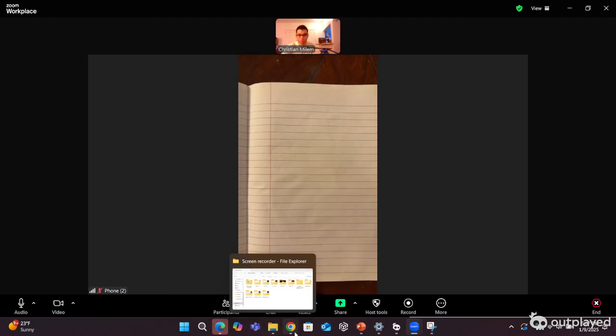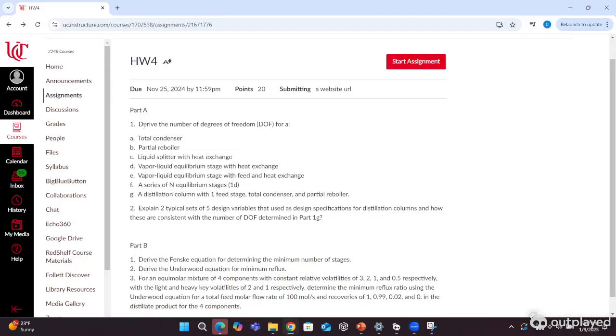All right, so this is part A of separations homework 4. Graph the total number of degrees of freedom for a total condenser, a partial reabsorber, liquid splitter with heat exchanger, vapor liquid equilibrium stage with heat exchanger, so all the way down to G. So we'll get started and we'll do total condenser.